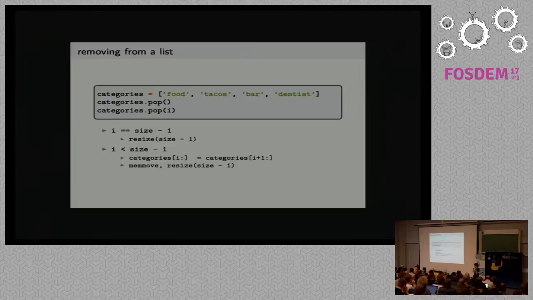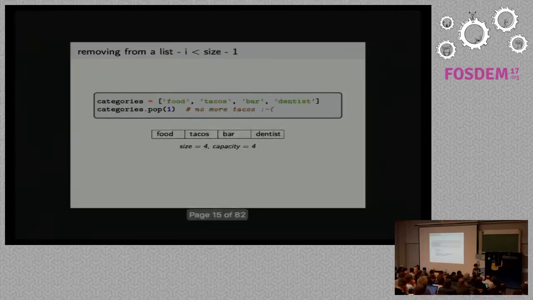So let's go with an example. We have this list and we want to remove tacos. Who wants to do that anyway? So we have size equals 4, capacity equals 4. We pop the item at the index 1. First, we're going to call mem_move.